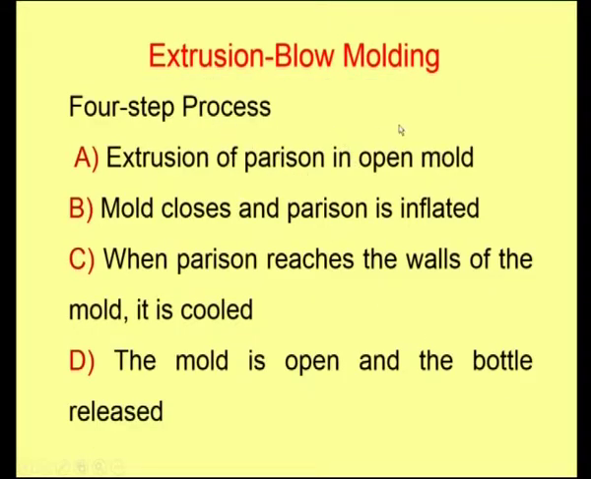parison in open mold. So, when the mold is in open condition, the parison is extruded. In the stage B, the mold closes and then the parison is inflated. And the next step C, when parison reaches the walls of the mold, it is cooled. Once it is cooled, then it is going to solidify. In the step D, the mold is open and the bottle is released.